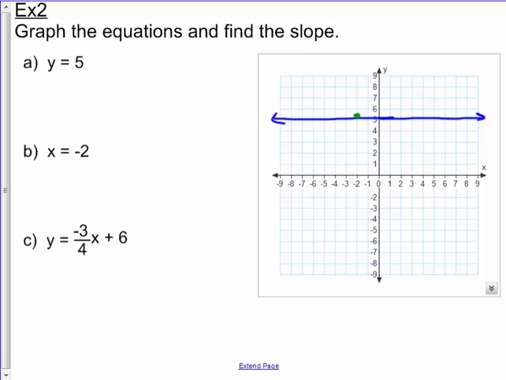Well, if I started at a point and went to another point, how much did I go up? Okay, I went up 0. I went over 1. So what is 0 divided by 1? It is 0. So we say for a horizontal line, and every horizontal line, the slope is 0.